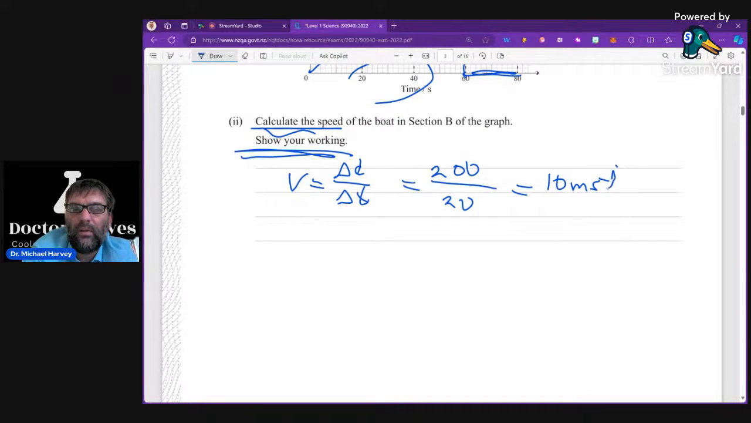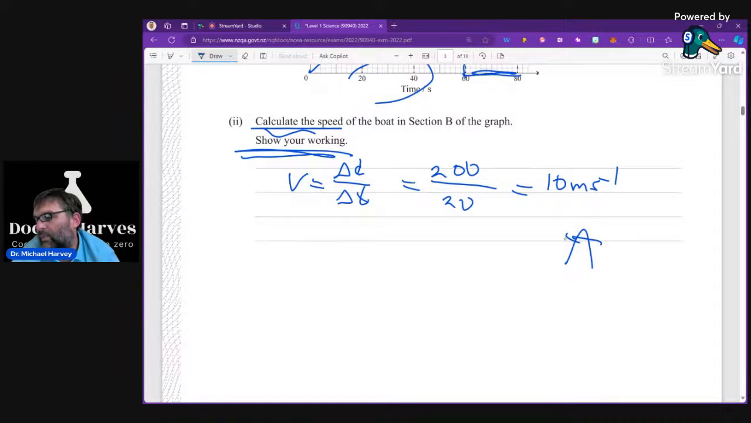Let me make it a little bit tidier. It's not really tidy. There we go. And if you get that correct, that's your achieve point, one achieve point. So you can see where the marks are coming from.